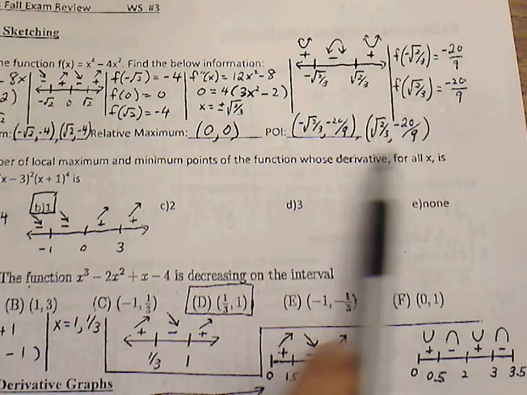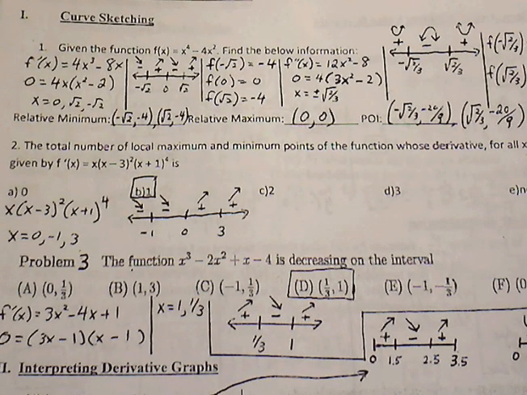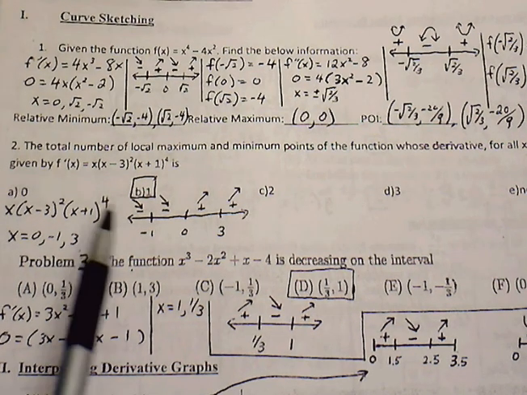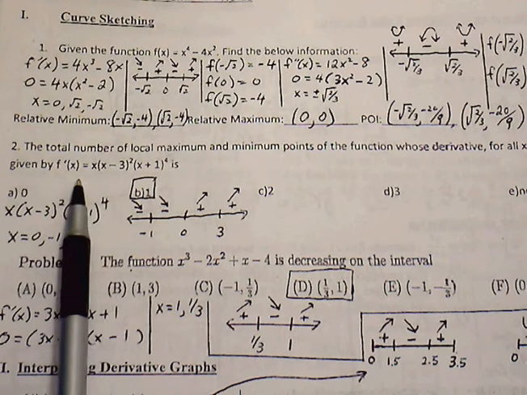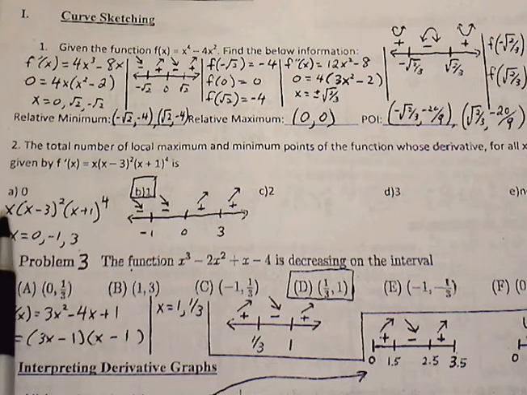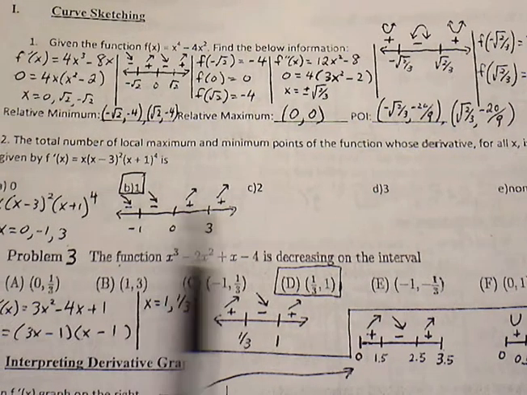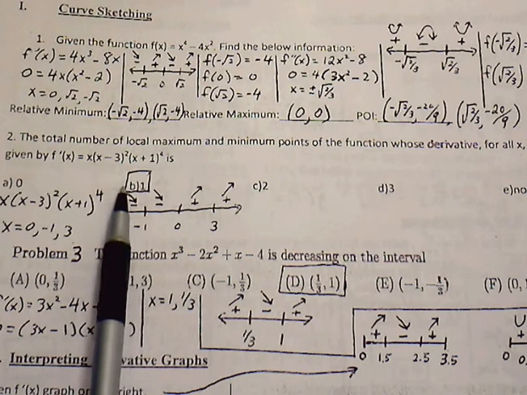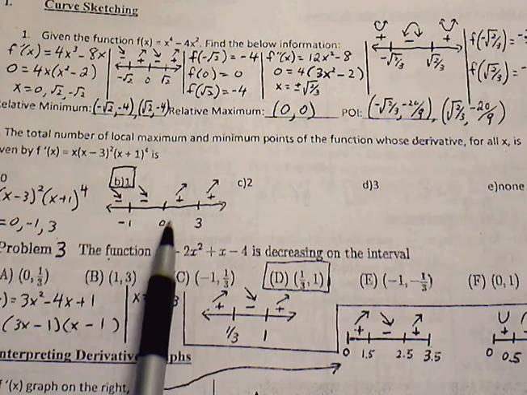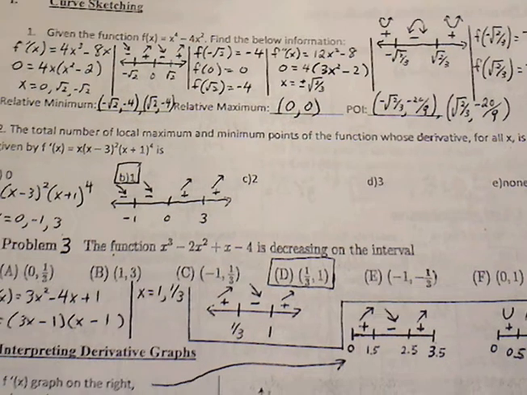Okay. Number 2, the total number of local max and mins whose derivative for all x is given by f prime is. So if we want to find total number of max and min, we can find our critical points. Now they already tell us f prime, so we can just set all this equal to 0, find our critical numbers, which is 0, negative 1, and 3, put them on the sign line, and then we just test values with the first derivative. Okay. Negative, negative, positive, positive, so there's only going to be one relative extrema, relative minimum at 0, and so choice B.